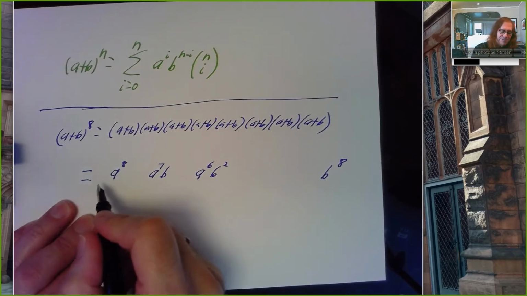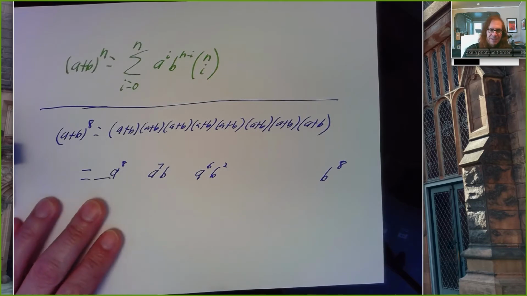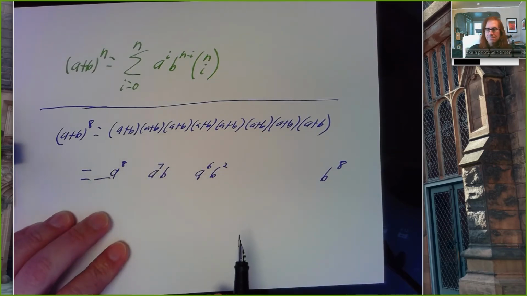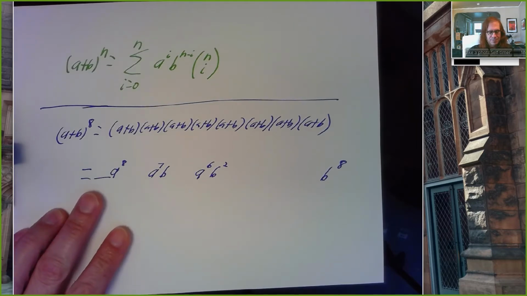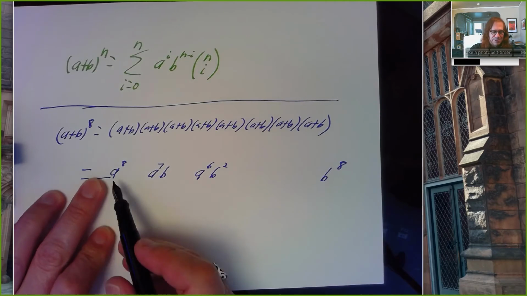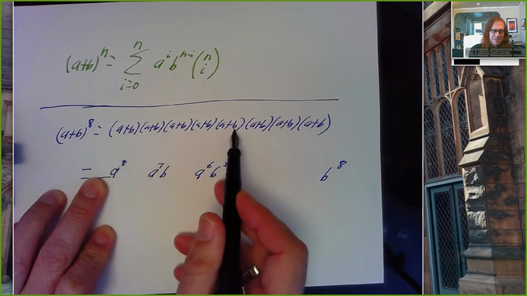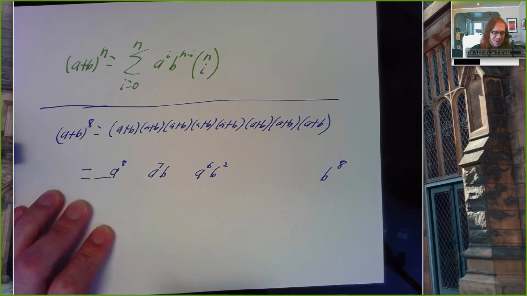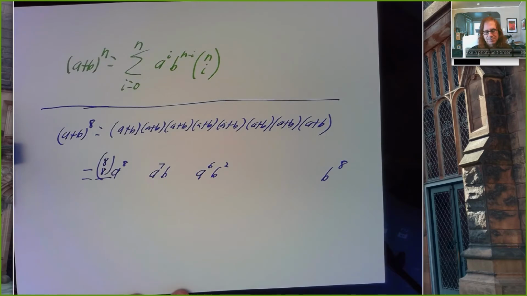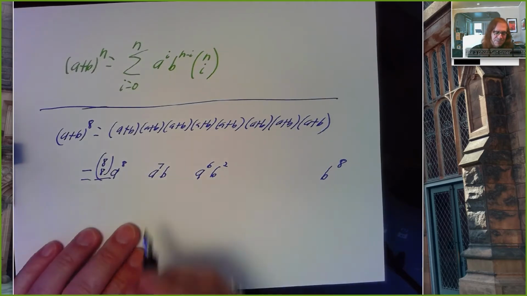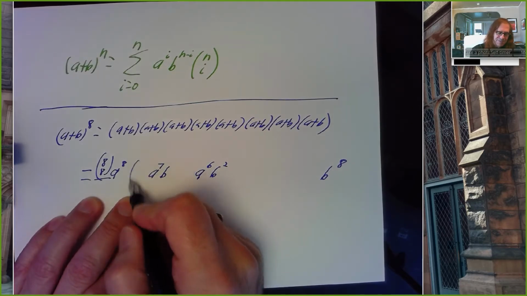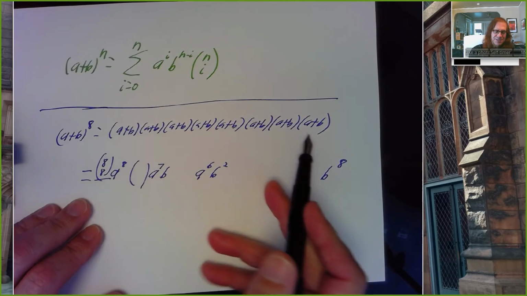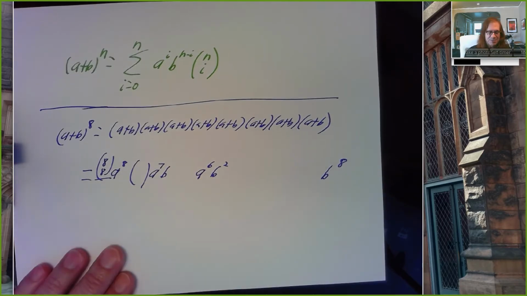Well, let's look at the coefficient for a to the eighth. My goal here is to choose either a or b from each of these eight expressions and multiply those together. If I want to get an a to the eighth, I have to choose a from eight of these expressions. So I have eight terms here and I want to choose a from eight of them. How many ways can I do that? That's eight choose eight. Now suppose I want to see what my coefficient will be for a to the seventh b. So I'm doing all combinations of choosing one element from each of these eight terms and multiplying them together. And my question is, how many times will that give me a to the seventh times b?